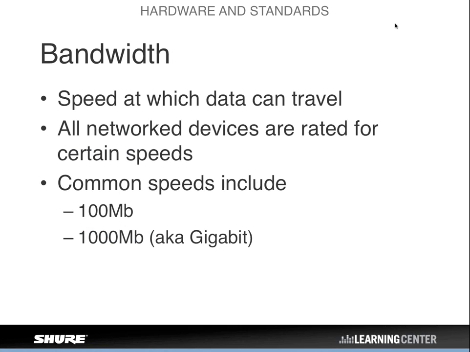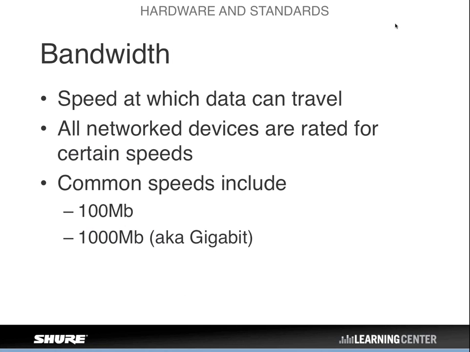Bandwidth. I mean, we're all familiar with this. Anytime you're passing data over a cable, there's a certain amount of data that can travel in a certain amount of time. And Ethernet cables are not exempt from that sort of restriction. So all network devices are rated for certain speeds.